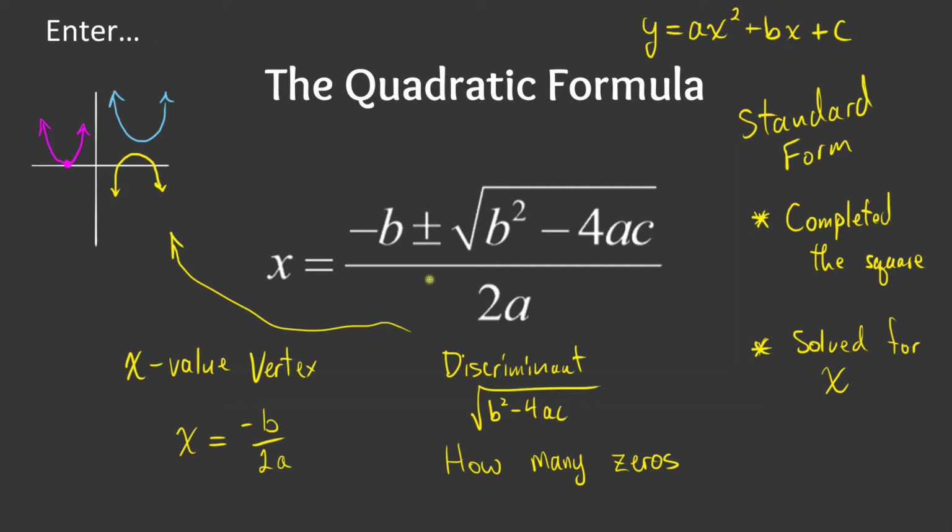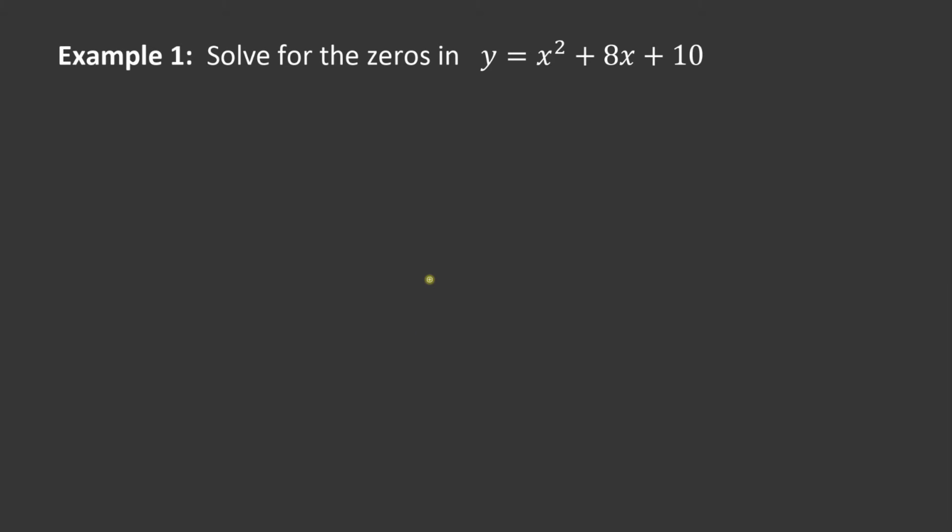Let's do some practice. So we have a quadratic here that we've been asked to solve and find the zeros. Solve for the zeros in this quadratic is what it says. And I'd love to factor it because factored form is the easiest way to solve for zeros. So we're going to do product and sum. So I need two values that multiply to make 10 and add to make 8.